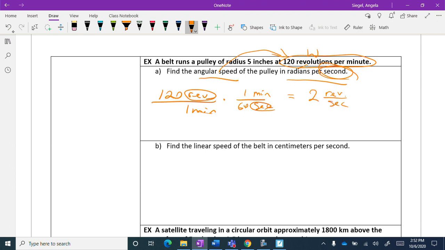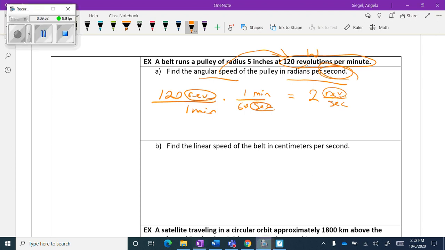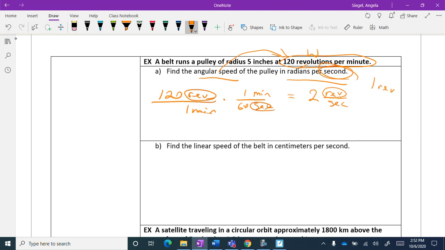Okay, so 1 revolution is the same thing as going around the circle one time. So we're going to use 2 pi radians. Every single time it goes around a circle, it's going to be 2 pi. So I'm going to say 2 times 2 pi, and that's going to be 4 pi radians now, because I've switched from revolutions to radians per second. And that's what the problem's asking.